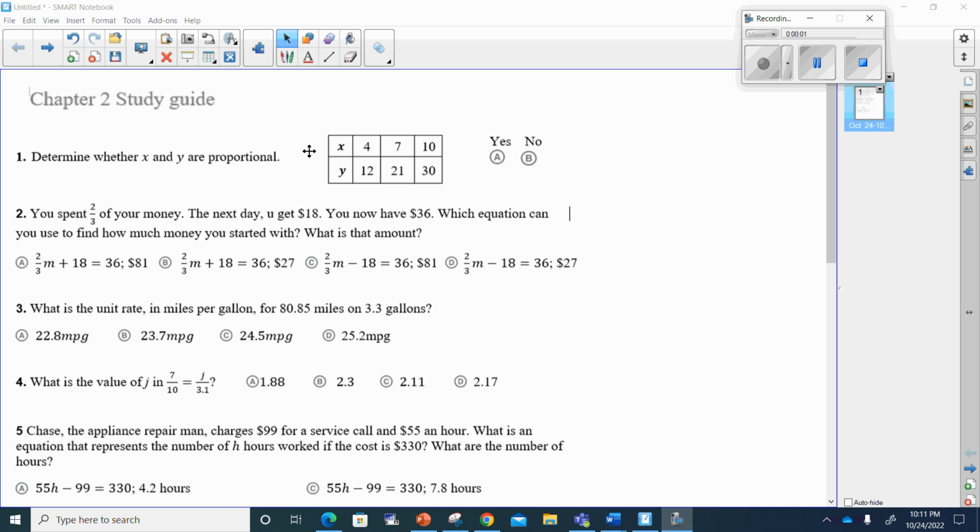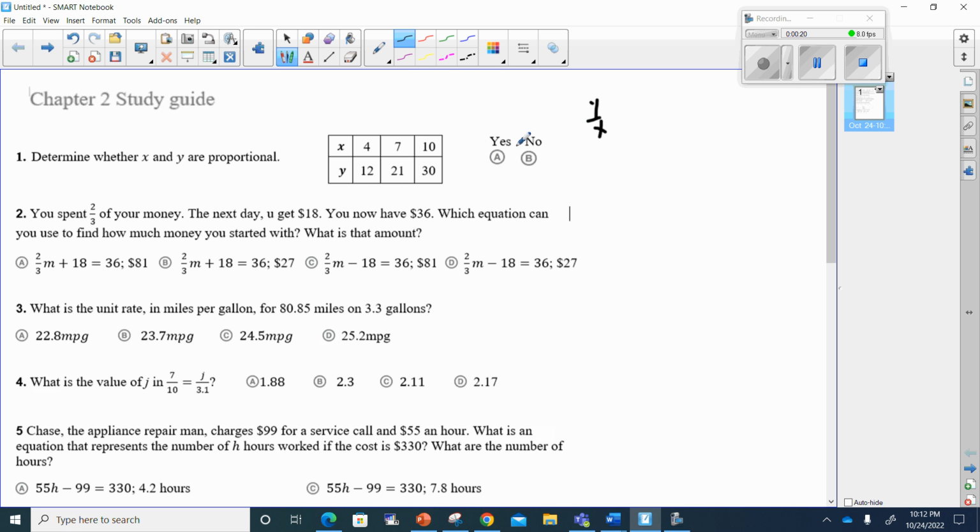Grade advanced class. Let's go ahead and get prepped up for this chapter test. Number one says determine whether x and y are proportional. When I look at these, I want to see, do I have the same rate going across here? Remember, I always take y and I put it over x.